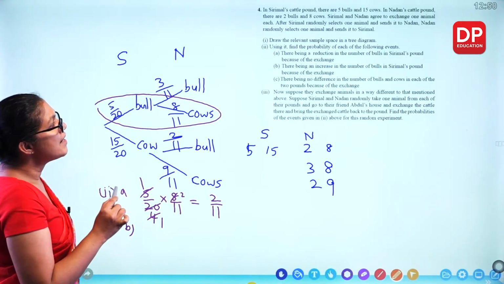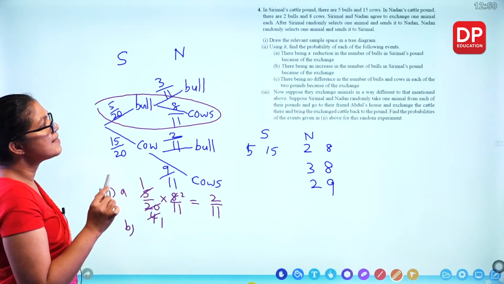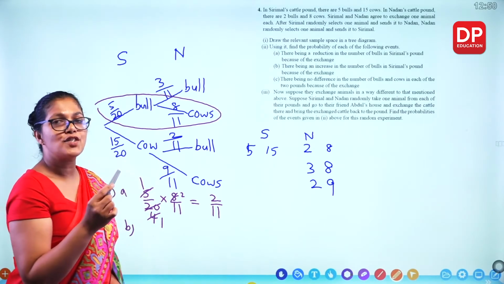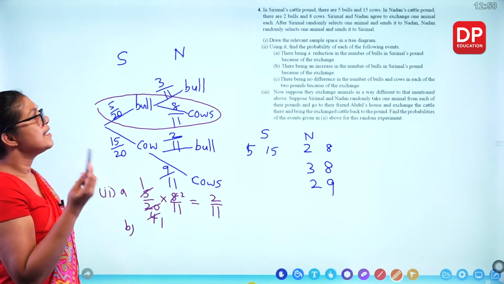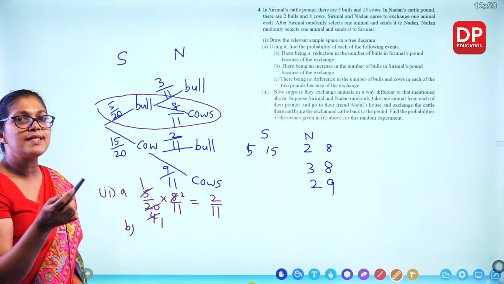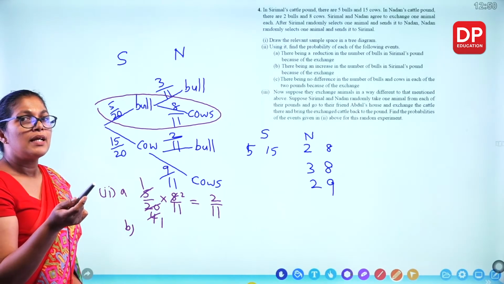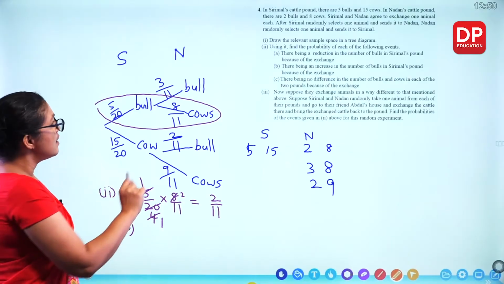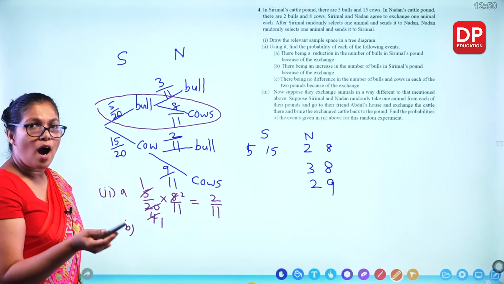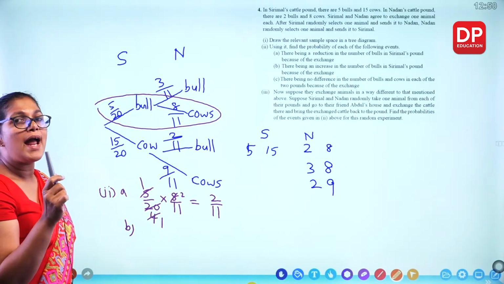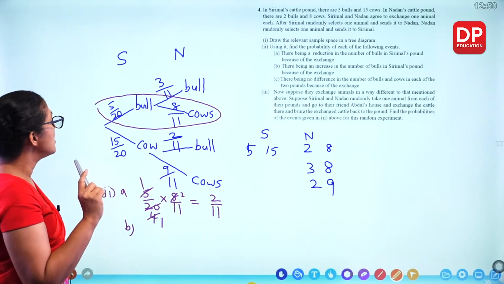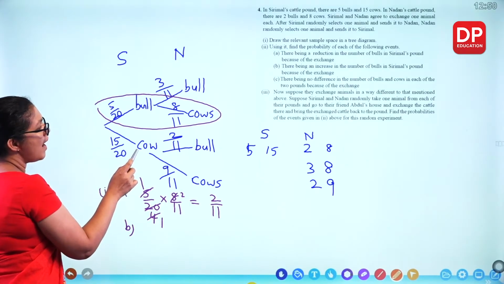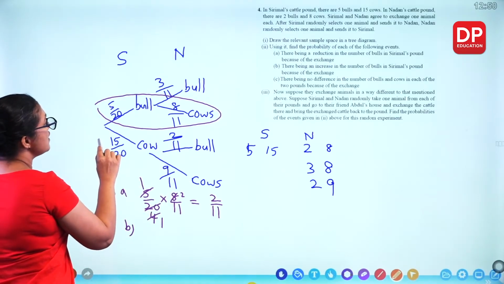There being an increase in the number of bulls in Sirimal's pound because of exchange. So how you get increase in number of bulls? That means giving a cow and taking a bull. Giving a cow and taking a bull. So this branch now.